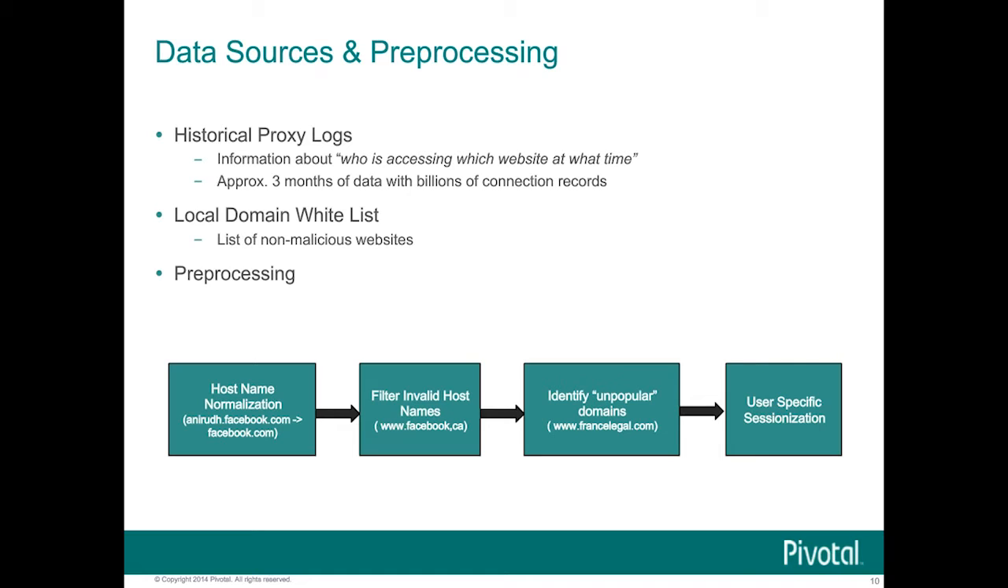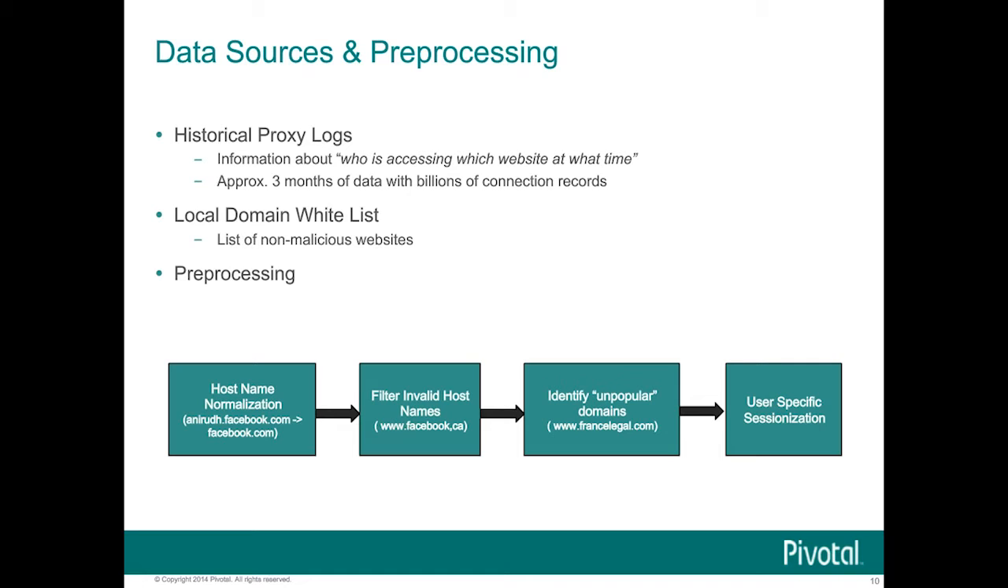Once we do the hostname normalization, the next step is to filter out invalid host names. In any typical data gathering process, we would have a lot of data gathering errors, right? Similarly is the case with clickstream data or proxy logs. There could be errors where the website contains characters which are not valid. For example, facebook.com could be something like facebook, com. So this is an invalid host name, and we filter out these invalid host names.